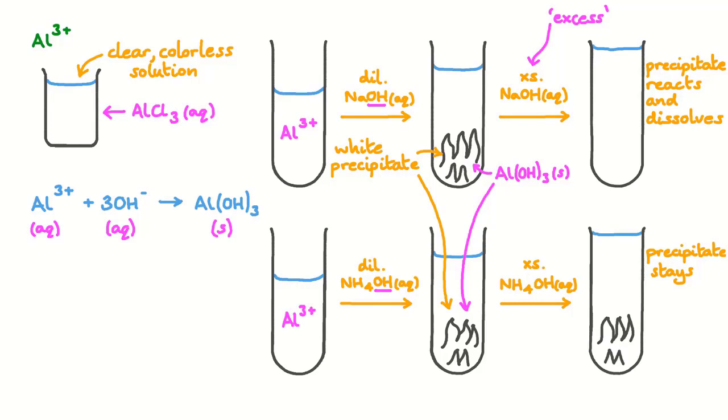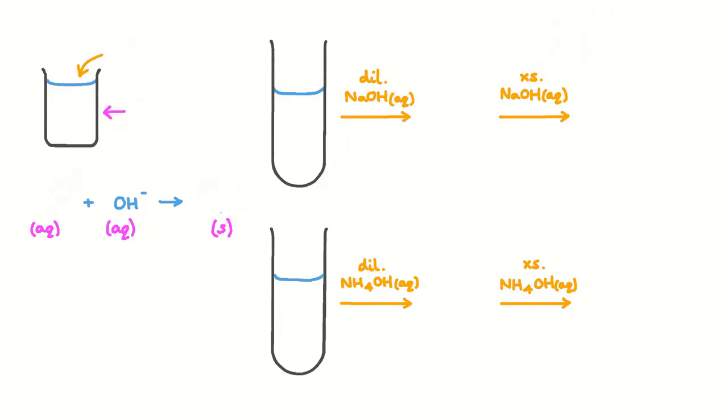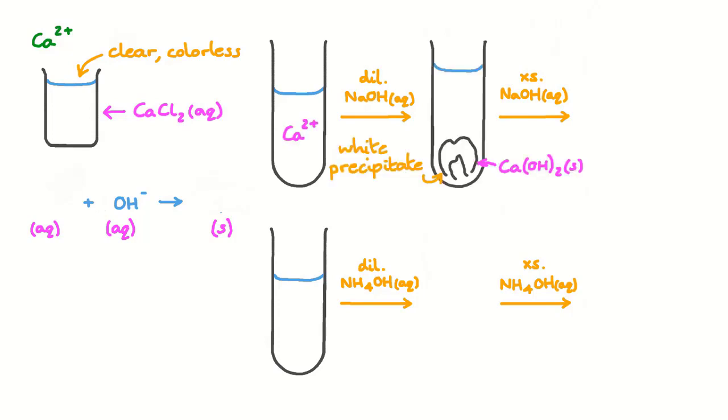Now that we've done one cation, we can go through the others more quickly. Here's everything we need to fill in for the next ion, which is calcium 2+. A fresh solution of calcium chloride is clear and colourless. Treating a solution of calcium 2+ ions with dilute sodium hydroxide will produce a white precipitate of calcium hydroxide. Adding an excess will not affect the precipitate, it will not redissolve.